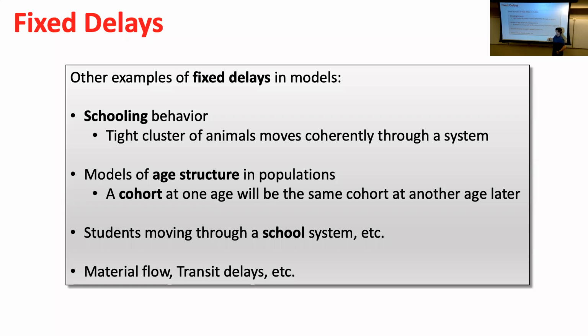Like I say, students moving through a school, and then I've talked about transit delays as well. So things moving down an esophagus, things moving through pipes, and so on. These are all examples of fixed delays. And we'll contrast that with smoothing delays, which are a little more sophisticated, next.